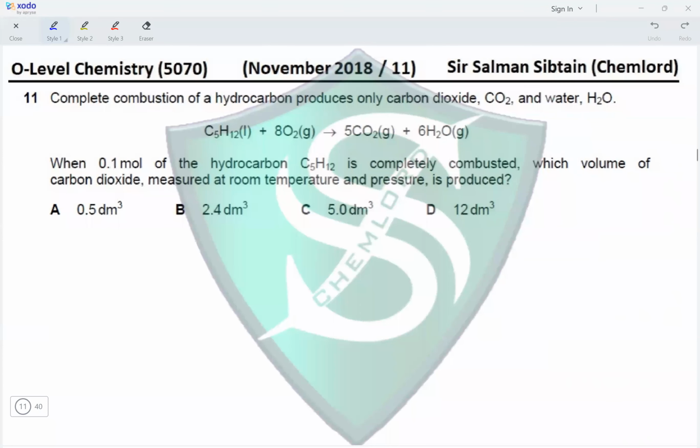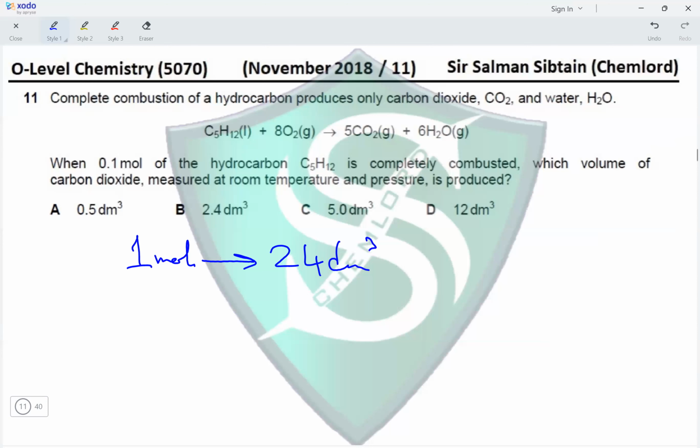Hi guys, this is O-Level Chemistry, paper 11, November 2018, question 11. Complete combustion of hydrocarbon produces only carbon dioxide and water, and the equation is given. When 0.1 mole of hydrocarbon C5H12 is completely combusted, which volume of carbon dioxide measured at room temperature and pressure is produced? So, 1 mole of any gas occupies a volume of 24 decimeter cube.